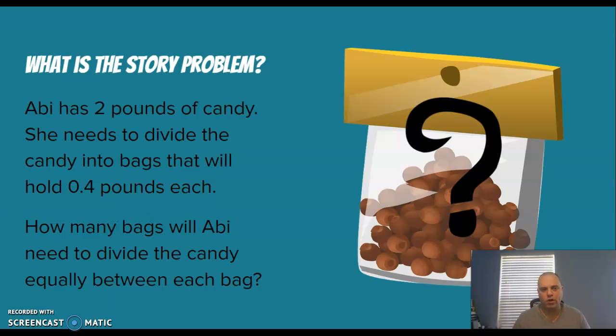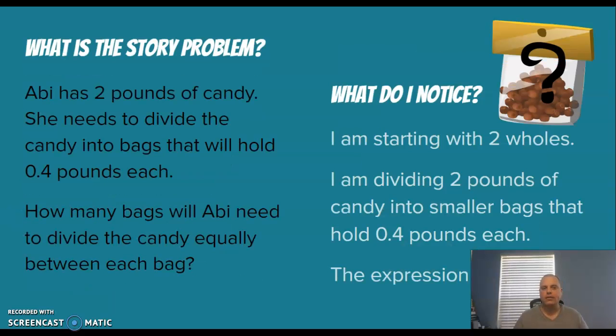What is the story problem? Well, in this case, Abby has a 2-pound bag of candy. Now she needs to divide that candy into smaller bags, with each bag holding 4/10 of a pound each. The question is, how many bags will Abby need to divide the candy equally among each bag? So again, the story problem is that she's got 2 pounds of candy and she's going to be dividing that among bags that each hold 4/10 of a pound. How many bags will she need?